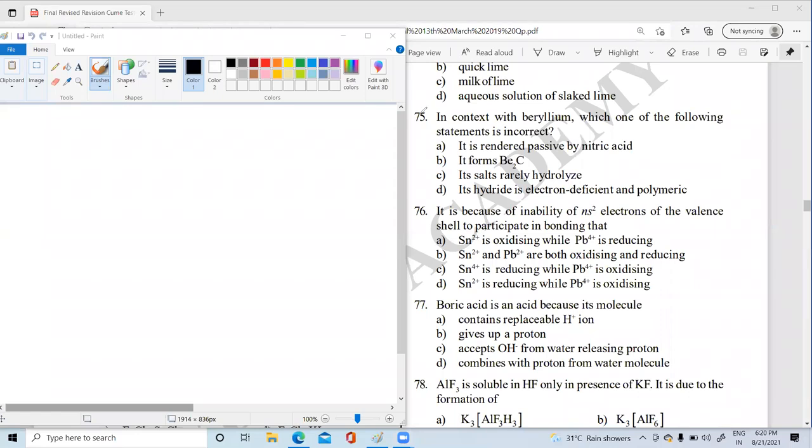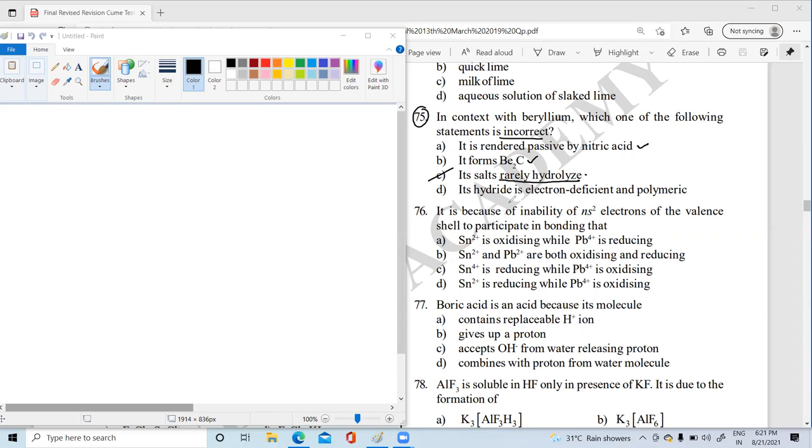Next, students, question number 75. In context with beryllium, which one of the following statements is incorrect? As we know very well, beryllium and aluminum are rendered passive by nitric acid. This is the correct statement. It forms beryllium carbide, correct statement. And its salts are rarely hydrolyzed. This also will be the correct statement, students. Rarely hydrolyzed, this is not a correct statement. Usually it is hydrolyzed only. This is the wrong statement. They have asked for the incorrect statement. So option C is the correct option.